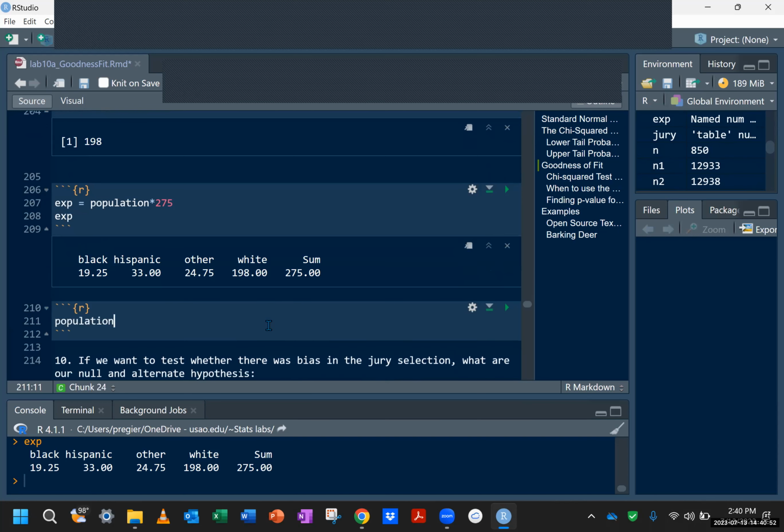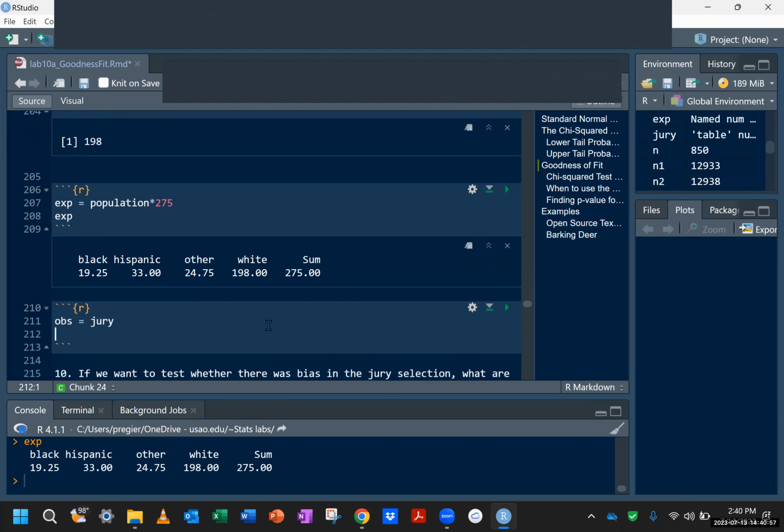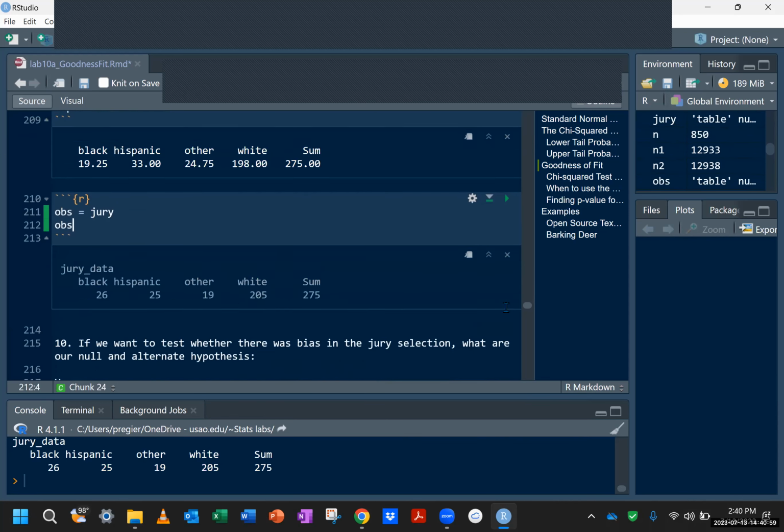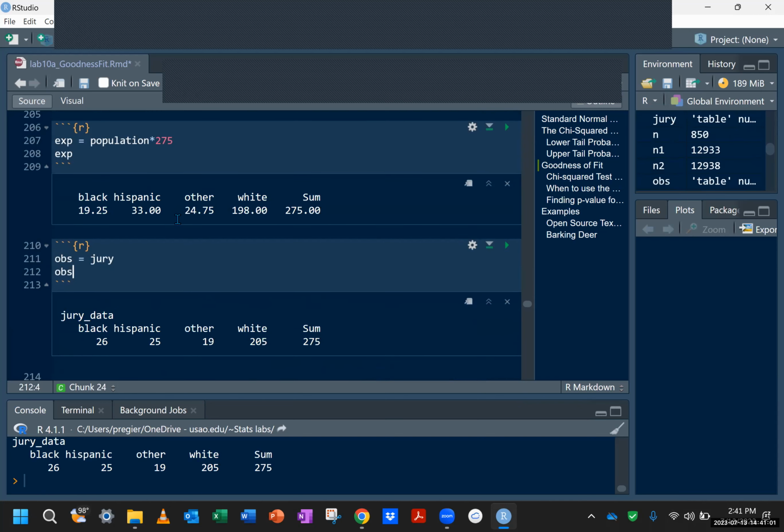So I'm going to say my observed, I'm just wanting to see all this data here at once. Okay, so what we observed was this data: 26 black, 25 Hispanic, 19 other, 205 white. And we expect to see 19 black, 33 Hispanic, 24 other, and 198 white. So the question is now, are these two things different or the same?